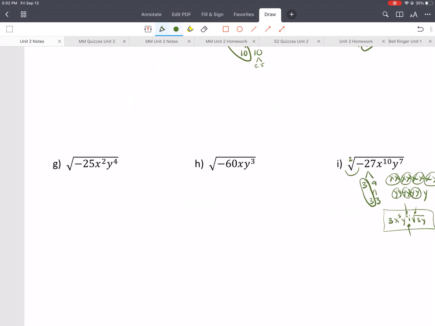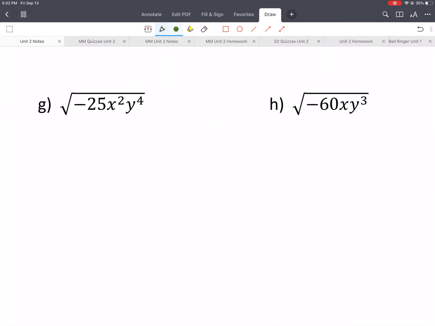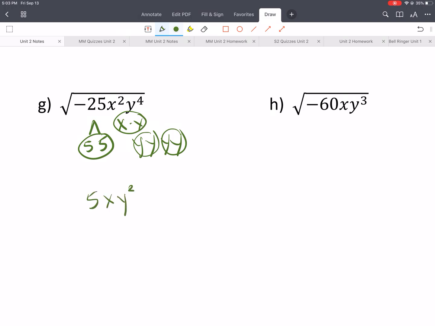All right, here I'll do a couple more. 5 and 5, take that out. We have x and x, that will come out. y, y, y, y, y. Those will come out. So it looks like everything's going to come out. We're going to have 5x y squared i, and that will come out too.